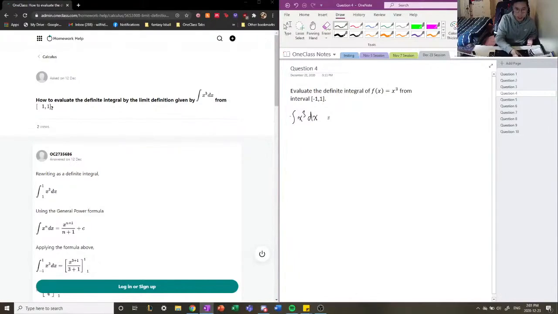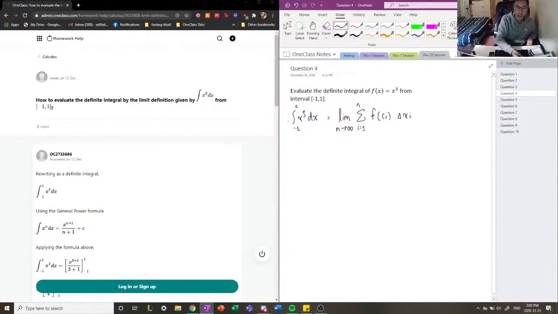But this integral notation from -1 to 1 is actually a notation for this entire equation, which is a sum rule or a sum function. Okay, so we have the limit as n approaches infinity of the sum from i equals 1 to n of f of ci times delta xi.